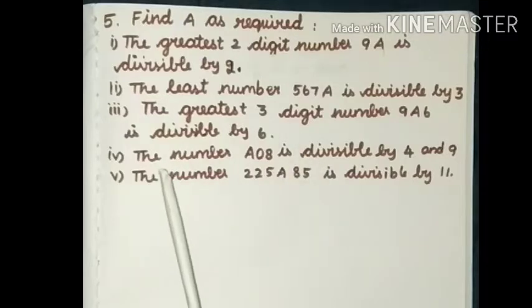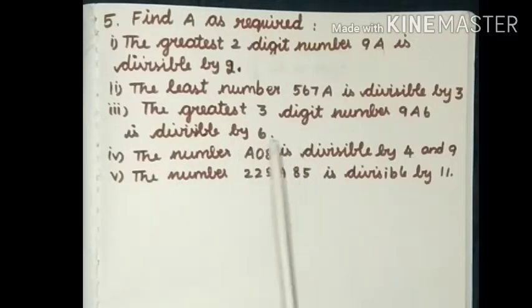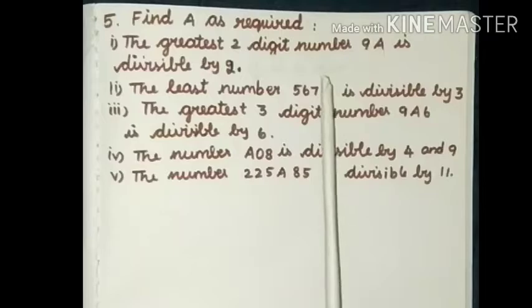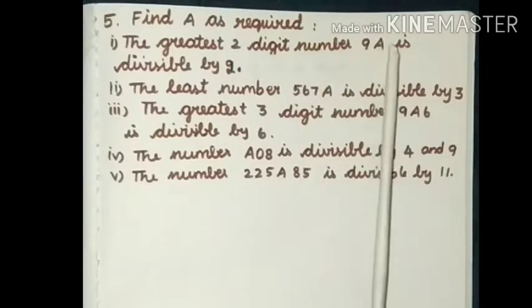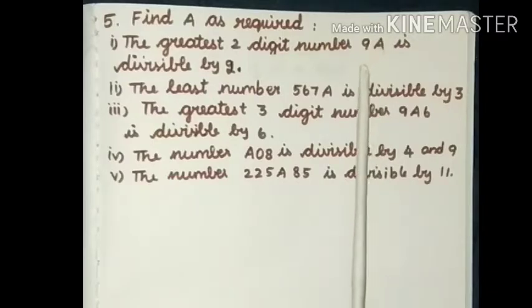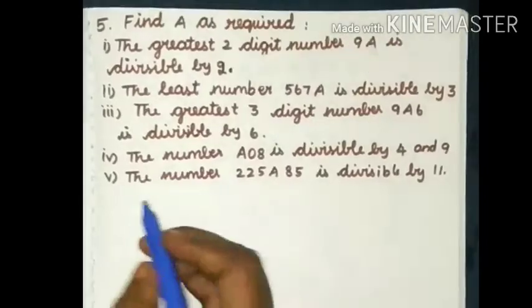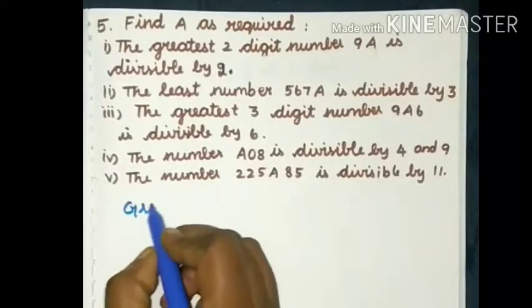Here the given question is like a puzzle. See, here in the first question we have to find the greatest 2-digit number 9A that is divisible by 2. We have to find the value of A alone. As we already know, the greatest 2-digit number is 99. Greatest two-digit number is what?